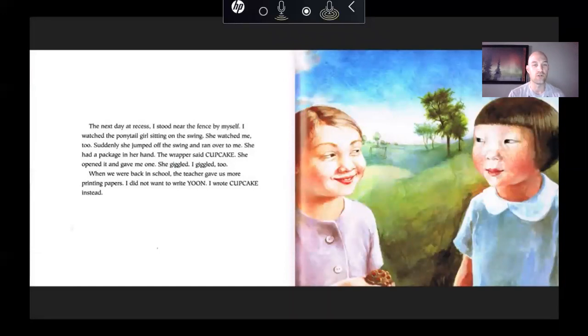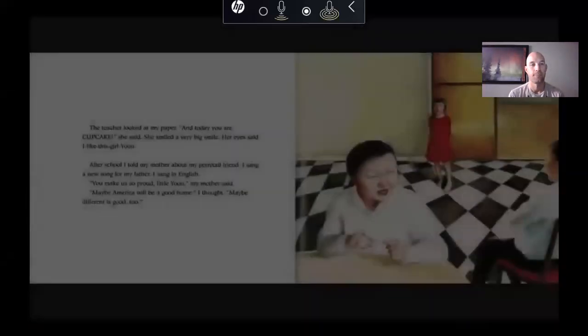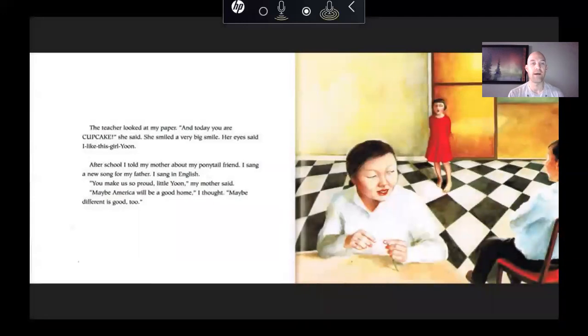When we were back in school, the teacher gave us more printing papers. I did not want to write Yoon. I wrote cupcake instead. I wanted to be cupcake. The children would clap their hands when they saw me. They would be excited. "Cupcake," they would say. "Here is cupcake." The teacher looked at my paper, and "Today you are cupcake," she said. She smiled a very big smile. Her eyes said, "I like this girl, Yoon."